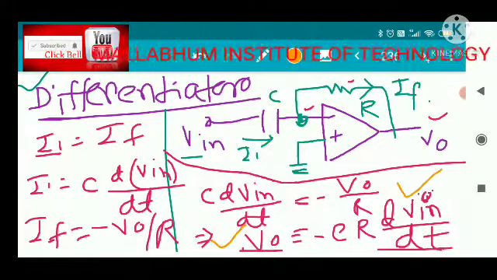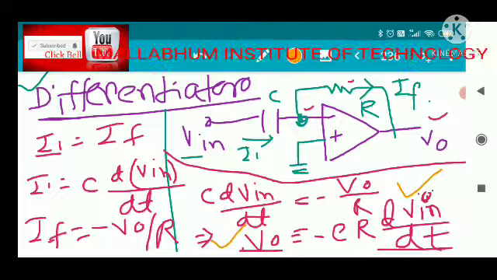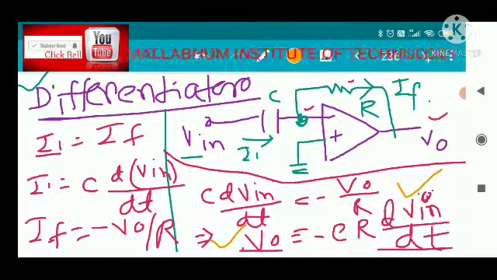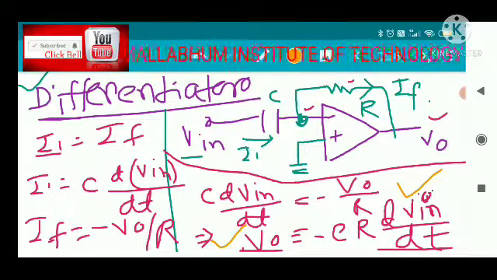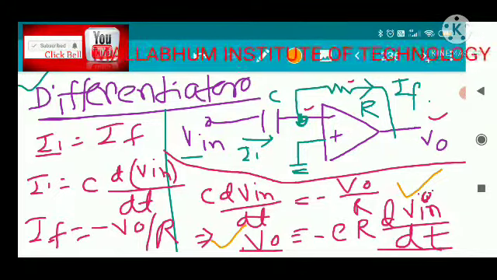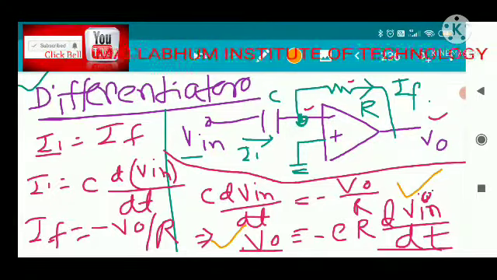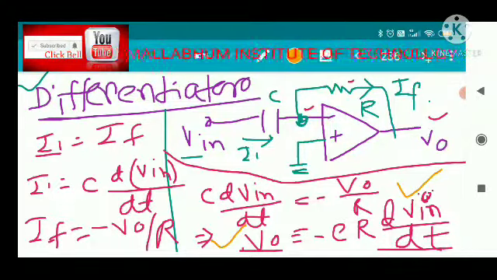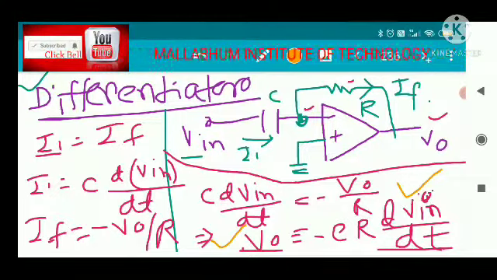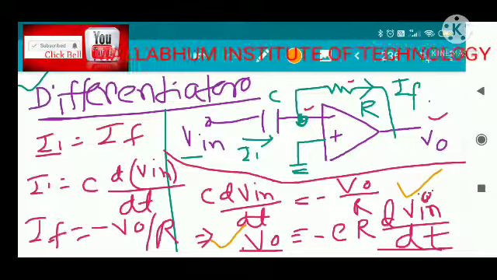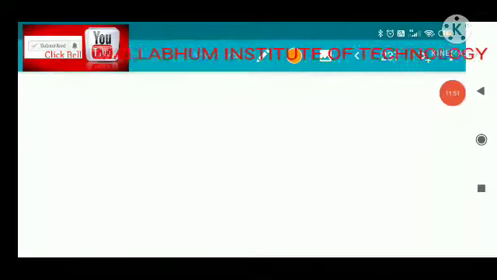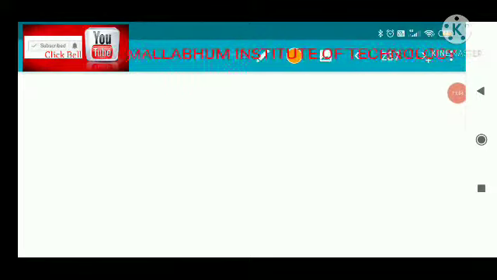In both of these applications, the output voltage and the input voltage are not in a linear relationship. The output voltage is proportional to the derivative of the input voltage, so if Vin equals sin omega t is applied at the input terminal, then the output voltage will be minus CR omega cos omega t. This means the output voltage increases linearly with the signal frequency. That is the application of the operational amplifier in the differentiator circuit. Both these applications are nonlinear applications. The next nonlinear application that we will discuss is the log amplifier.